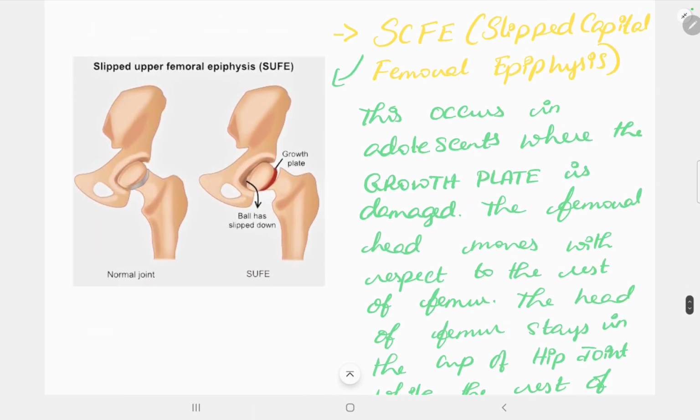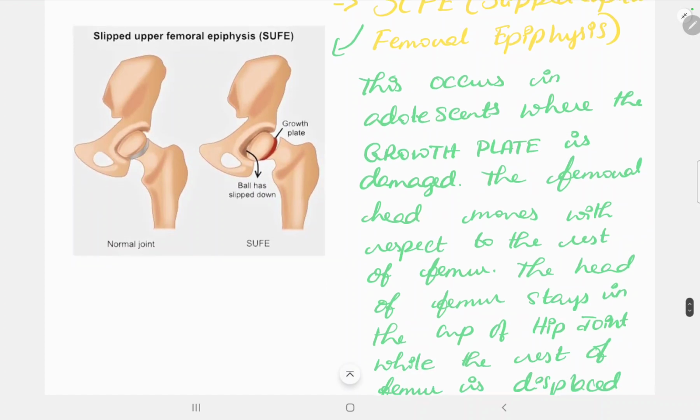Third one that we're going to see is SCFE, which is slipped capital femoral epiphysis. So here what happens is, this commonly happens in adolescence when the growth plate is damaged, and that will lead to the femoral head moving with respect to the rest of the femur. So what will happen, only the head of the femur will stay in the cup of the hip joint, whereas the rest of the femur will be displaced.